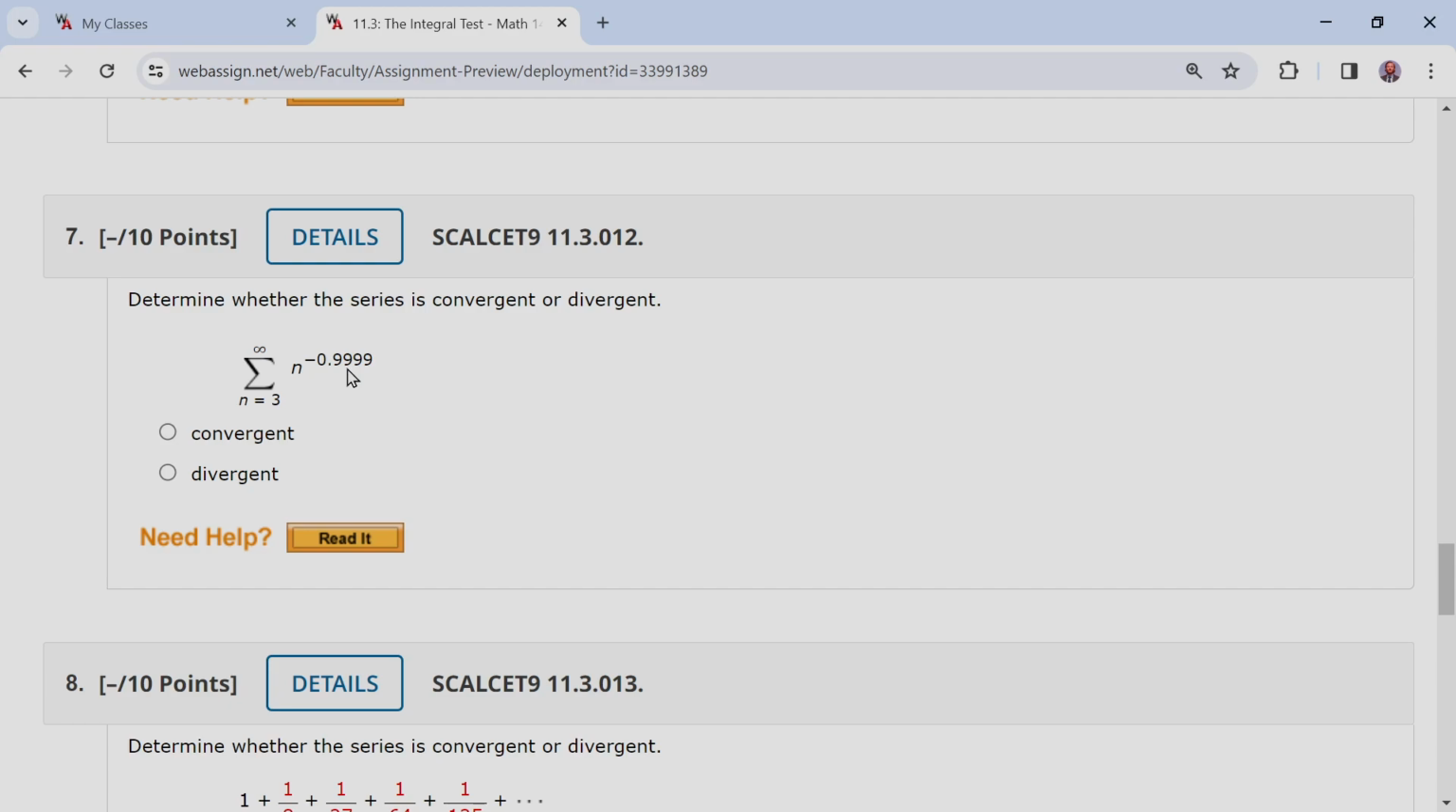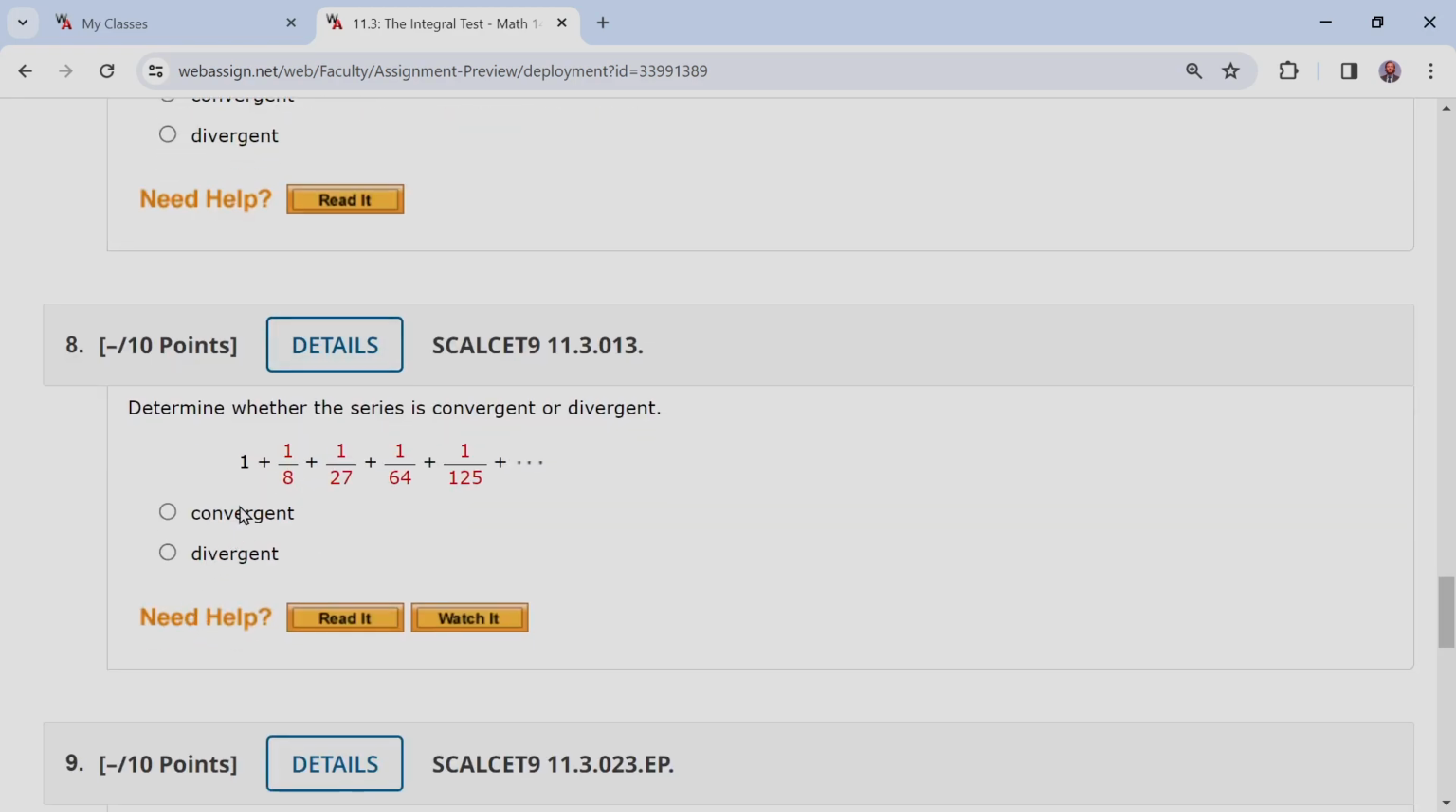Well, here we are as close to 1 as you could possibly be without being 1. Even if we were 1, we would diverge. And since this is not 1, we still diverge. So we're on the divergent side of things. That's all there is to it.